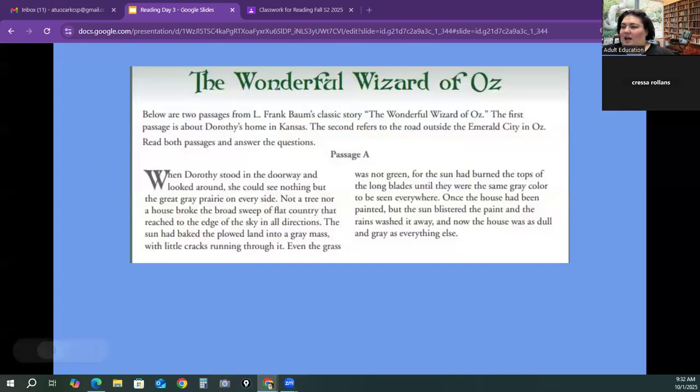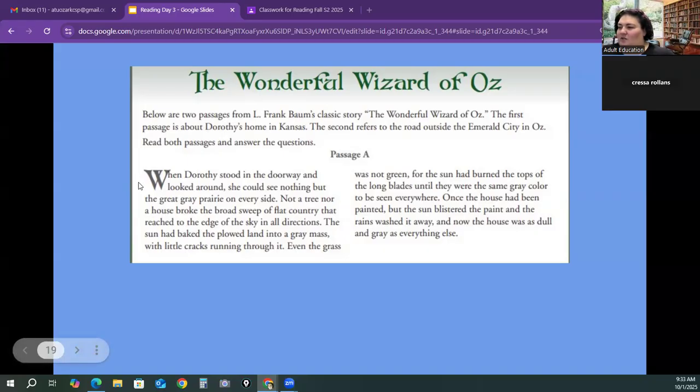All right. I'm going to read these two different passages. This is the first one. They're both from The Wonderful Wizard of Oz. The first one is about Dorothy's home in Kansas. And then the second one is going to be about the road outside the Emerald City in Oz. So this is the first passage.